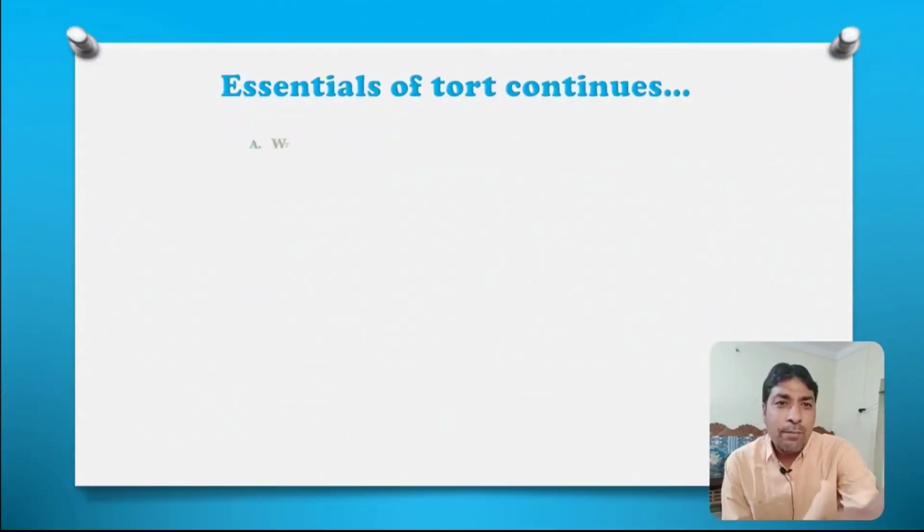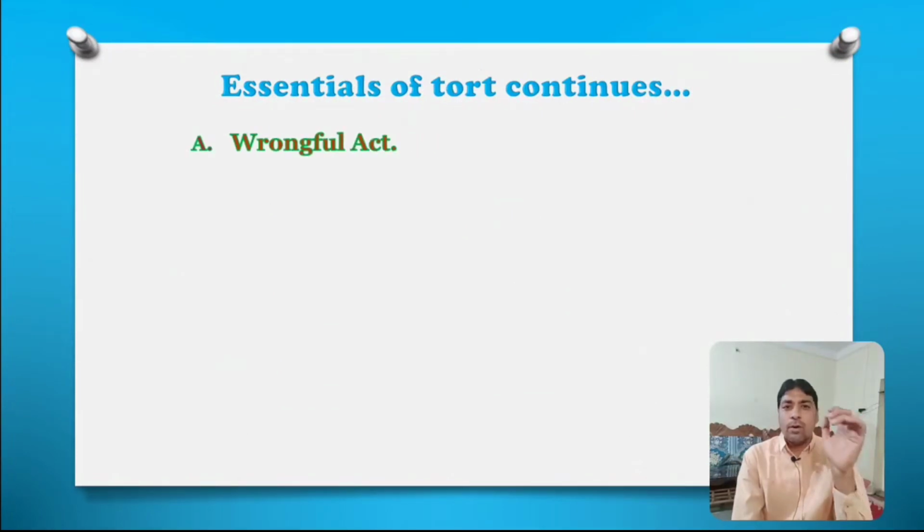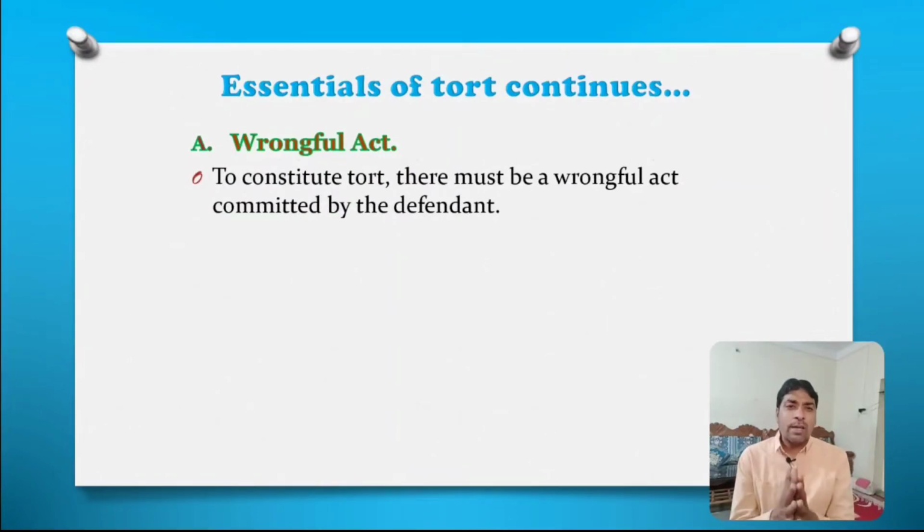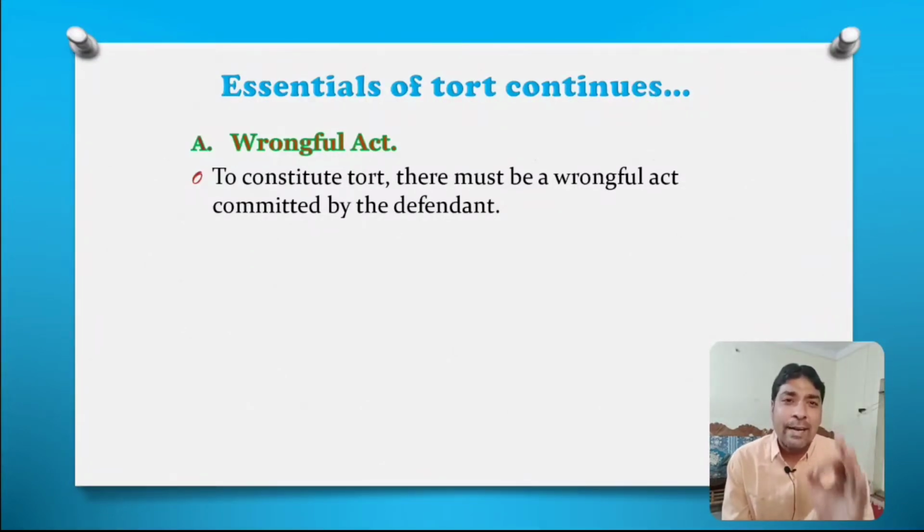The first and most important essential of law of tort is wrongful act. To constitute tort, there must be a wrongful act committed by the defendant. Whenever we want to constitute a liability of the defendant under a tort, we have to prove that the act of the defendant is a wrongful act. Without proving the wrongful act, we will not be entitled to get any compensation under a tort. So the very first and foremost essential of tort is wrongful act.